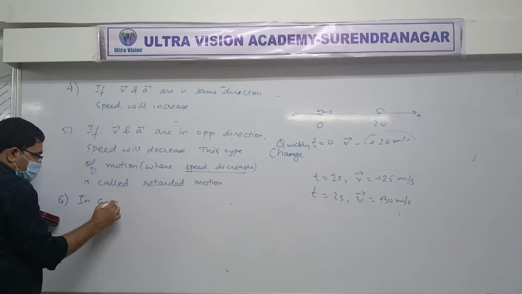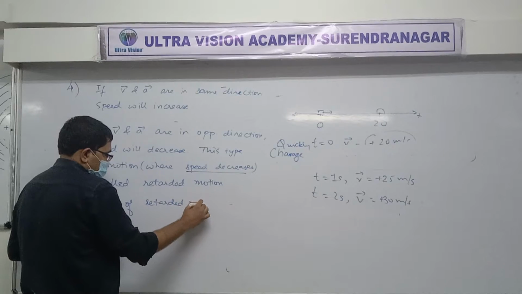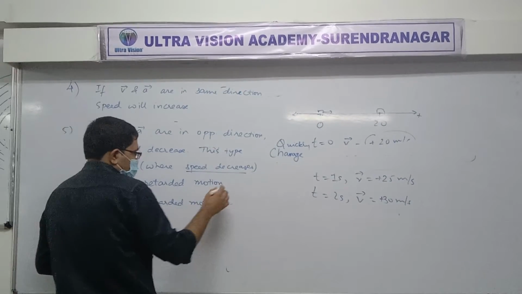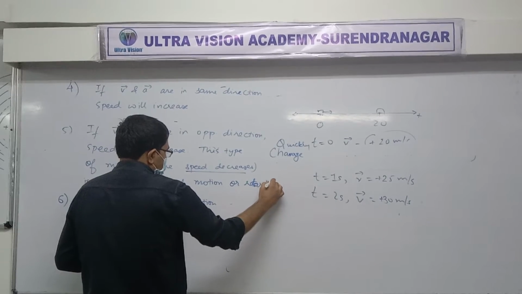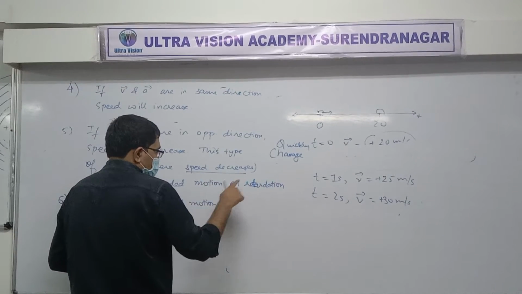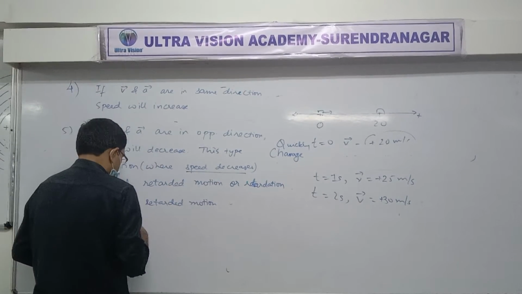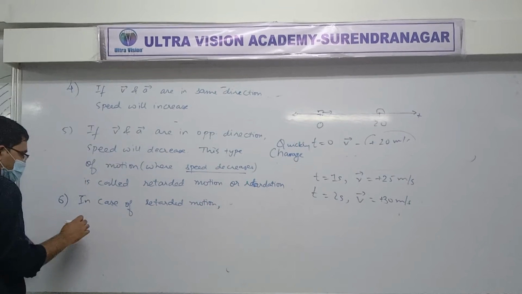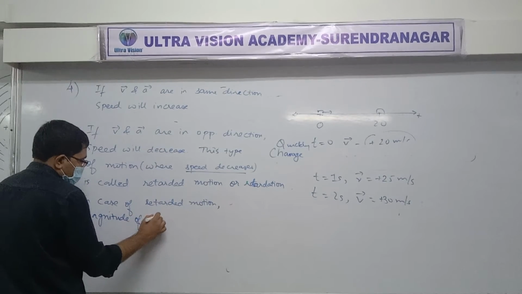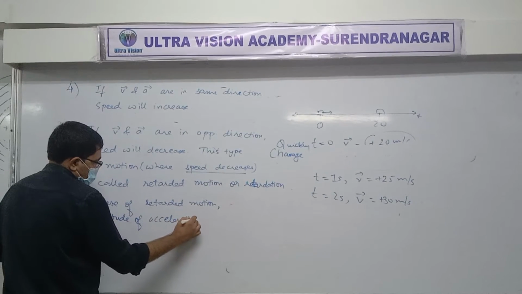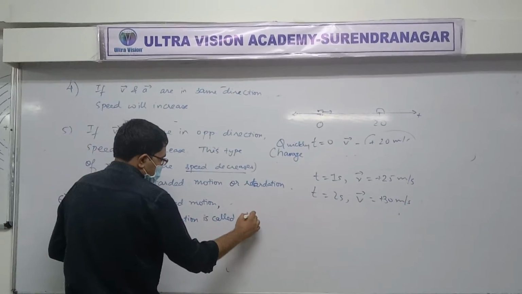In case of retarded motion, actually I just want you to add one word, hopefully you have space. Add a word here also. Retarded motion or retardation. Okay. And then we'll go to this. In case of retarded motion, magnitude of acceleration is called retardation.